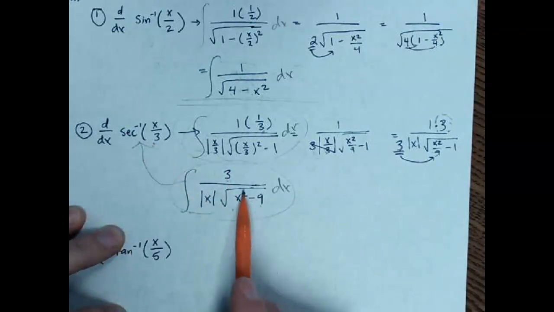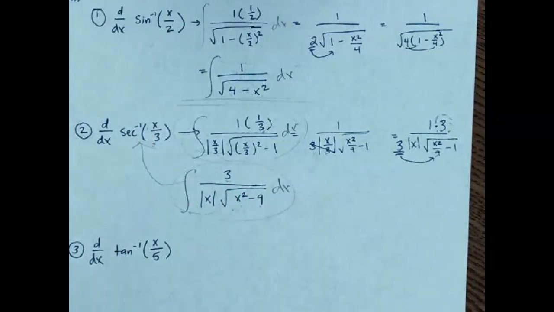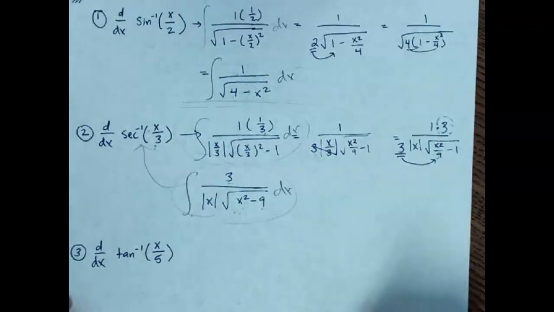The square root of x squared, it's not a coincidence that that's an x, right? It's all this pattern recognition. The secant inverse needs that extra number on the top. Let's do the tangent inverse and then we'll hop into the notes.